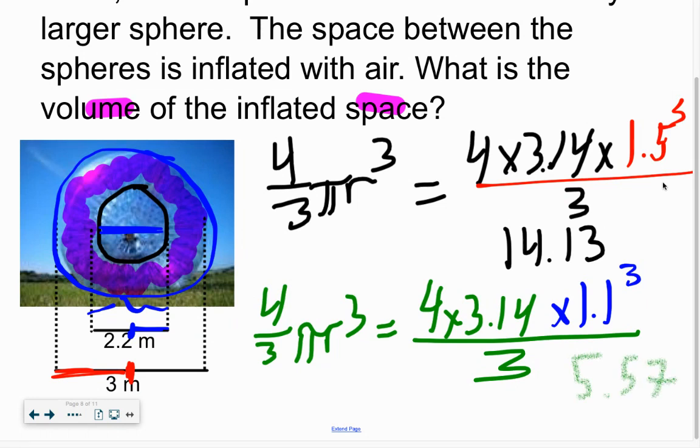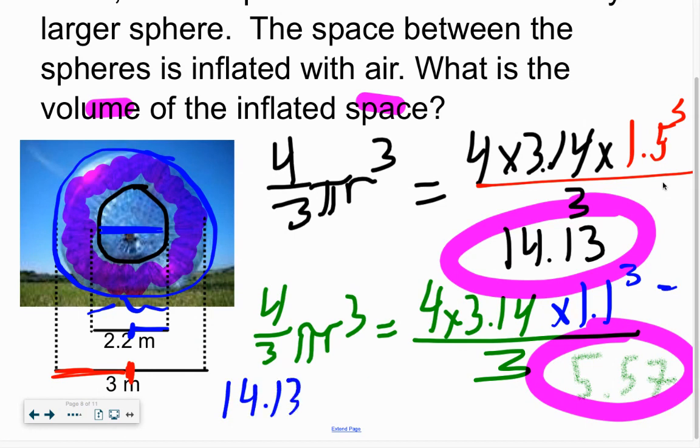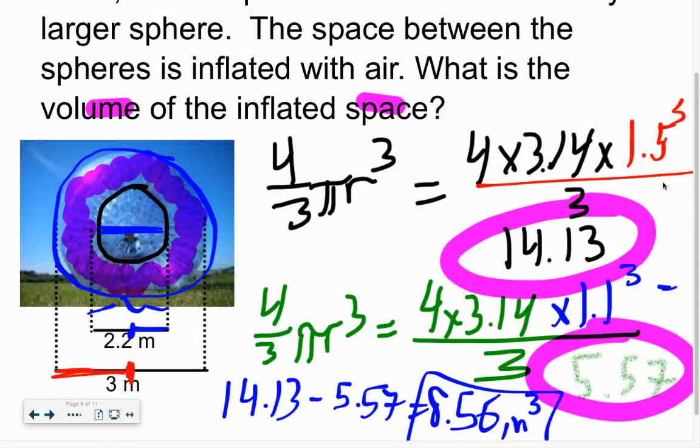So then we've got the larger one up here, the smaller one here. We want to find out what space was inflated. We want to find the difference between those two. So we're going to subtract those out. Put a little subtraction sign there, or you are welcome to rewrite it. 14.13, 14 and 13 hundredths, minus 5 and 57 hundredths, gives us a final answer of 8 and 56 hundredths meters. And remember, volume is always going to be cubed.